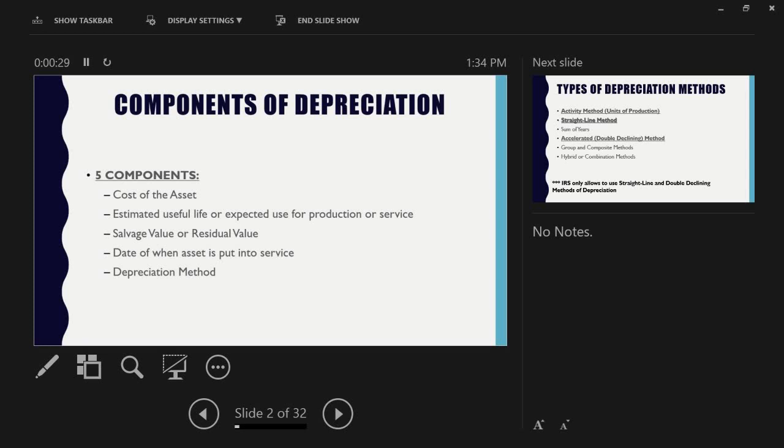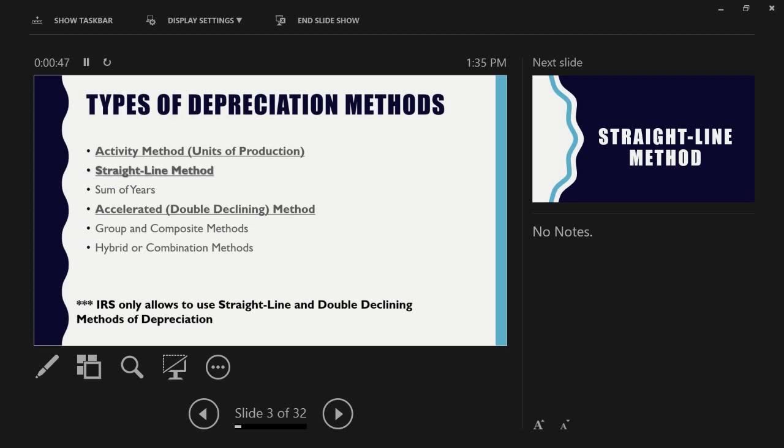Again, we're going to be introducing the same exact 5 components when we're dealing with depreciation, because for all methods, no matter what you're looking at, these are the 5 requirements that you need to have in order to do it. So again, we went over units of production. Remember, units of production is based on the number of units that the machine, or whatever your fixed asset is, can produce. It's not time sensitive.